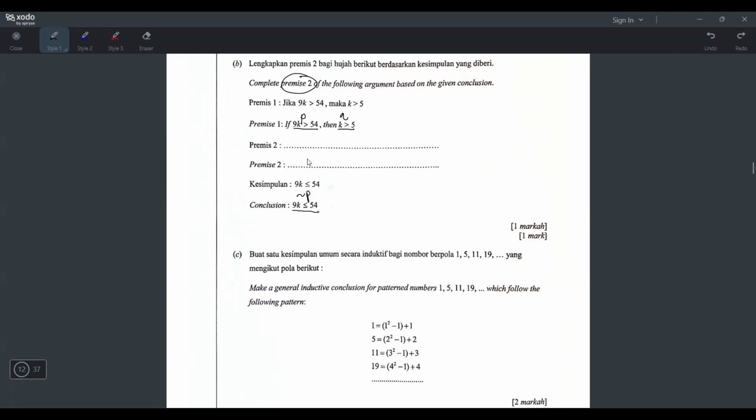I have to do negation of Q here. So K bigger than 5 becomes K smaller or equals 5. So this is the answer. This is only worth 1 mark, right? So that's all. I hope you understand.